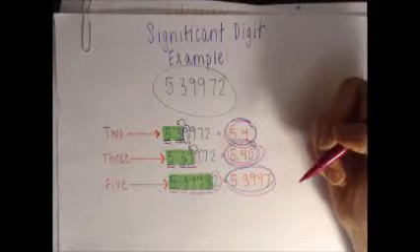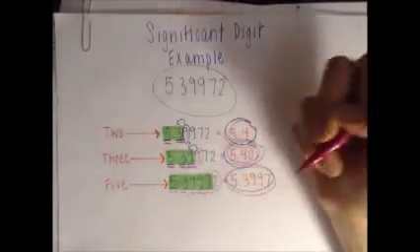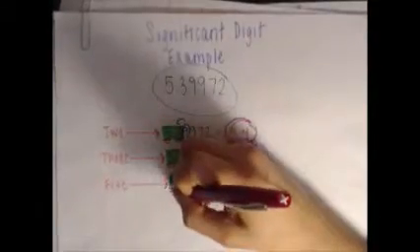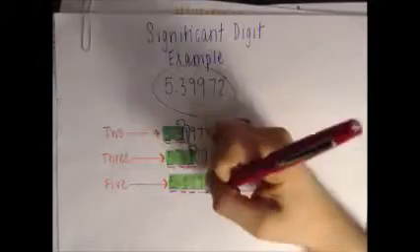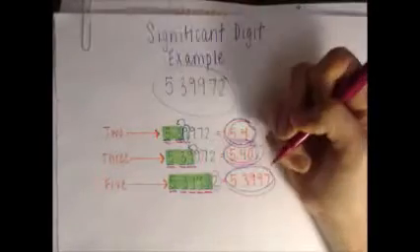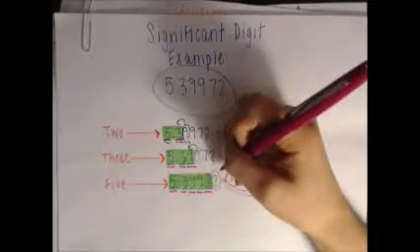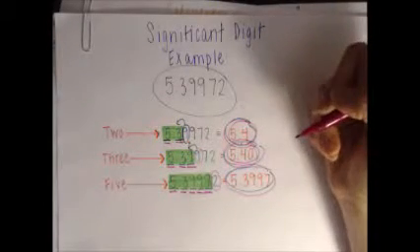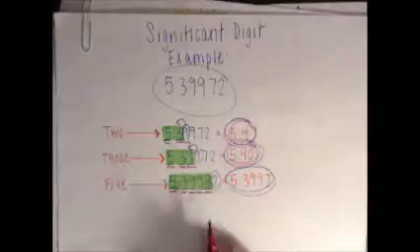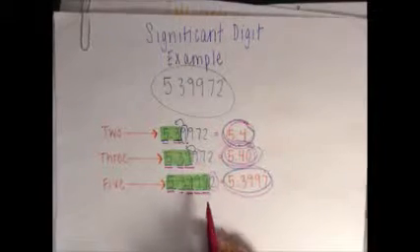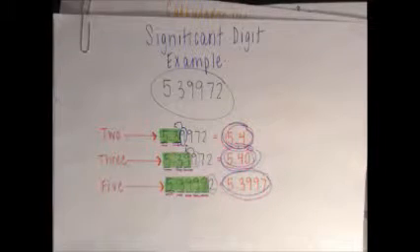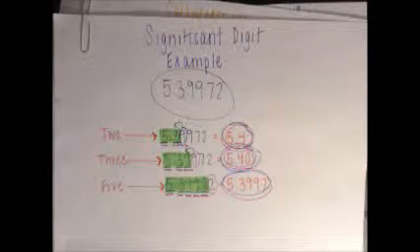Rounded to 5 significant digits, the number is 5.3997. You count 1, 2, 3, 4, 5. The number to the right of the last significant digit is less than 5, therefore we do not round up, and we leave the final number as is, giving us the final answer of 5.3997.